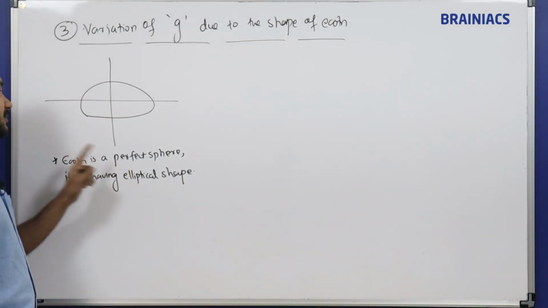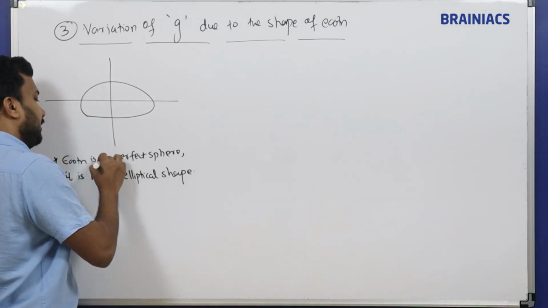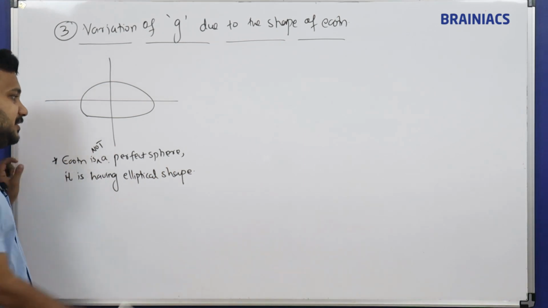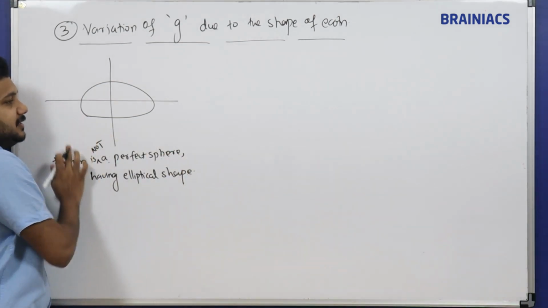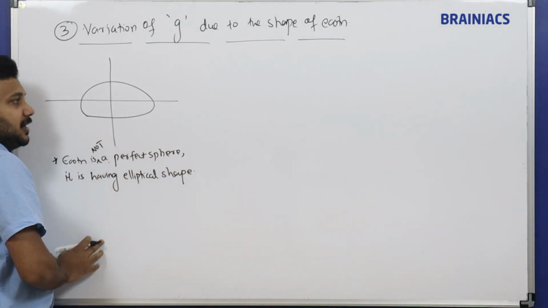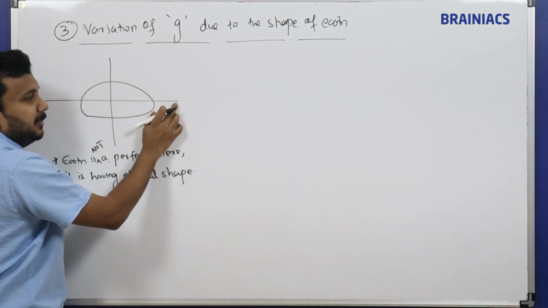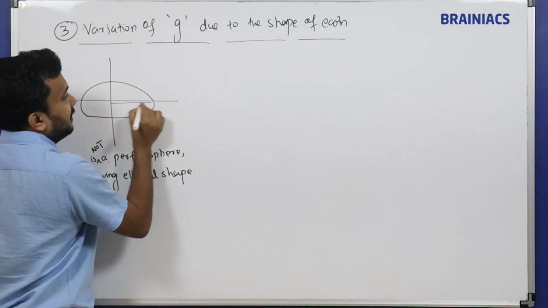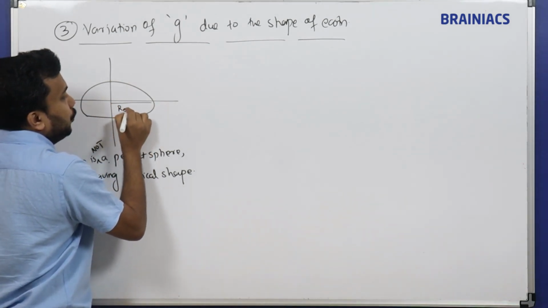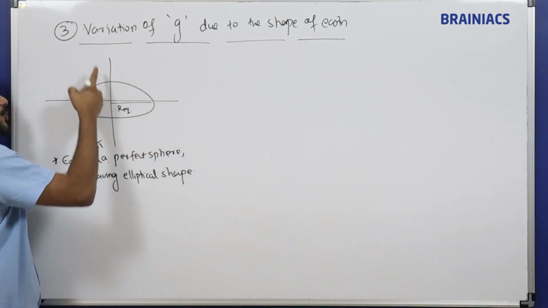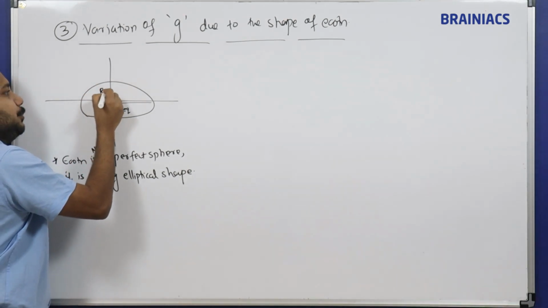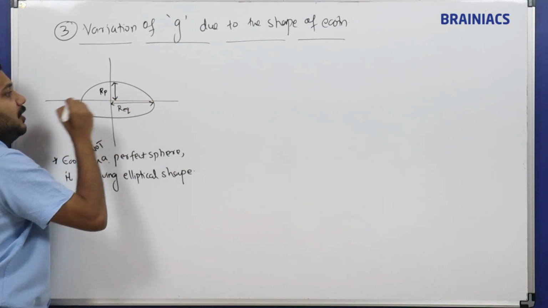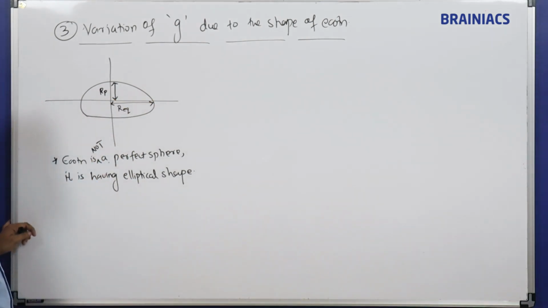So Earth is not a perfect sphere. Earth is having an elliptical shape. This axis is called the major axis and this axis is called the minor axis. This radius I am calling the equator radius, and towards the top this is the polar radius. So two radii will be there: equator radius and polar radius.